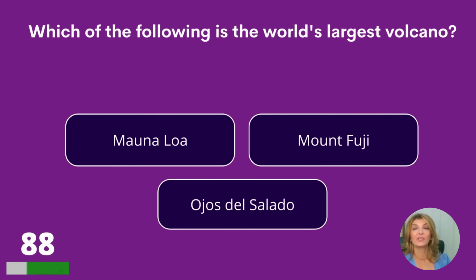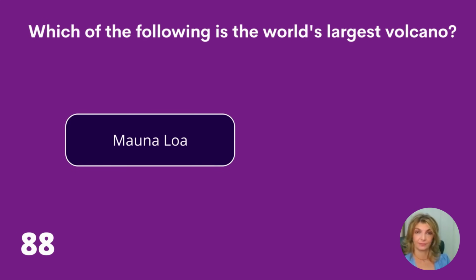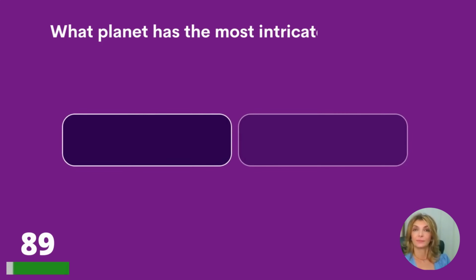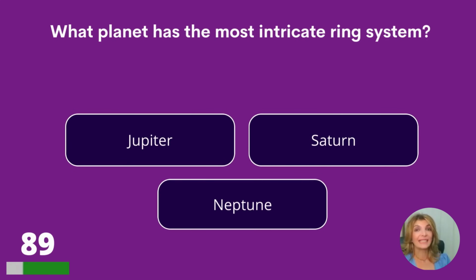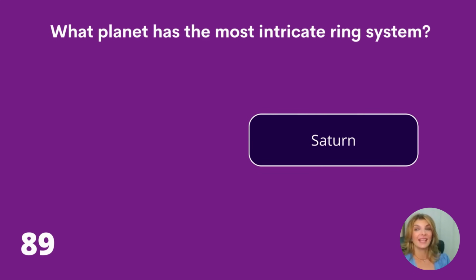Which of the following is the world's largest volcano? Mauna Loa, Mount Fuji, or Ojos del Salado? Mauna Loa. What planet has the most intricate ring system? Jupiter, Saturn, or Neptune? Saturn.